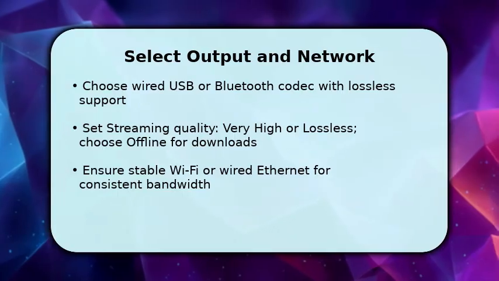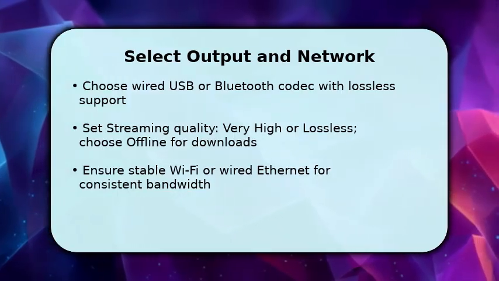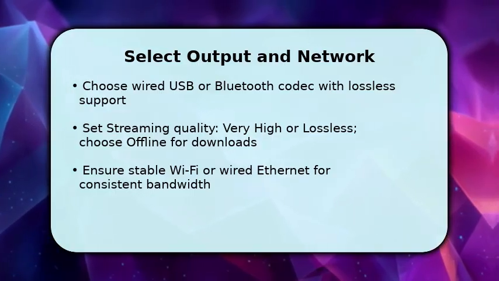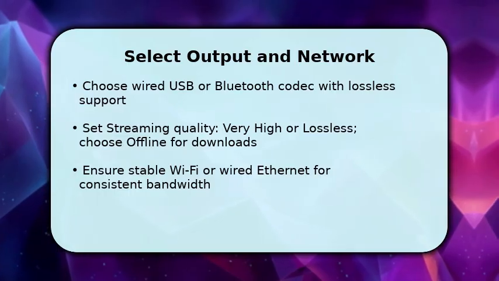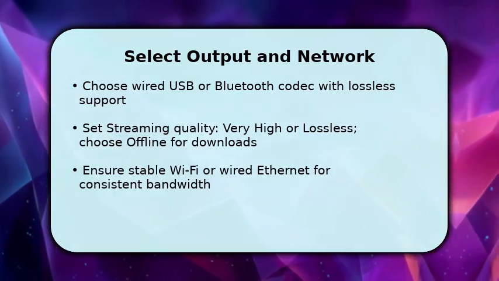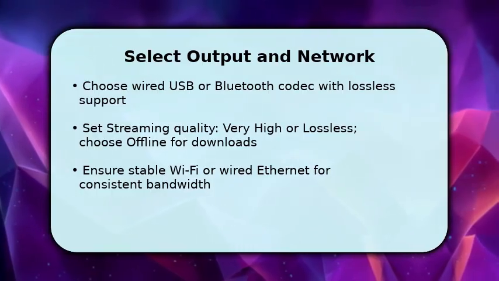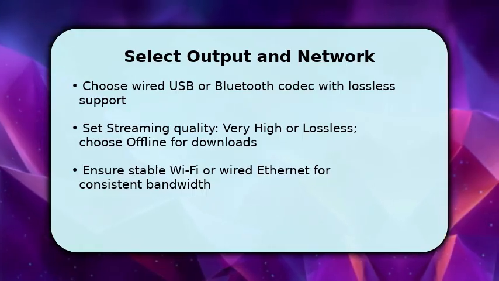Next, route audio to a lossless-capable output. Prefer wired USB DACs or devices supporting the appropriate Bluetooth codec. Bluetooth often compresses, so wired is best. In Spotify, set streaming quality to very high or lossless and choose offline downloads when you want local lossless files.